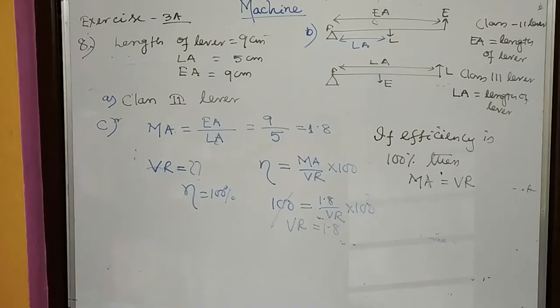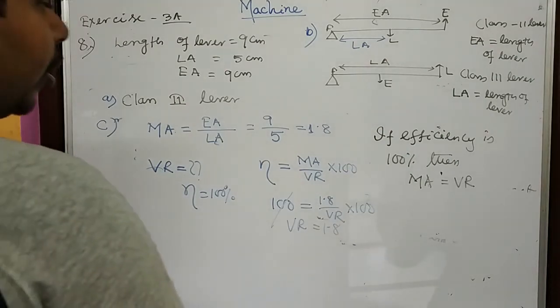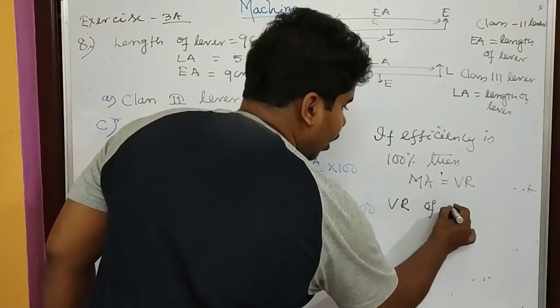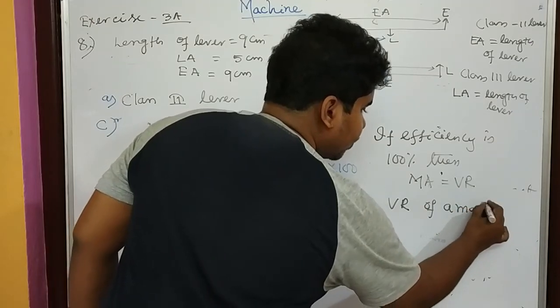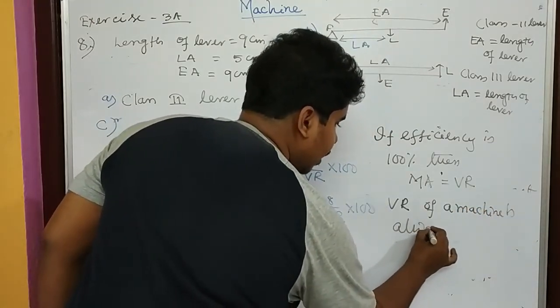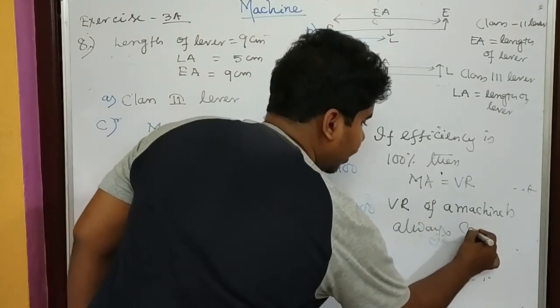Now one question you may think: sir, whenever the efficiency is not 100%, then which one is changing, mechanical advantage or velocity ratio? I am telling you one thing here that you have to remember. Velocity ratio of a machine is always constant.